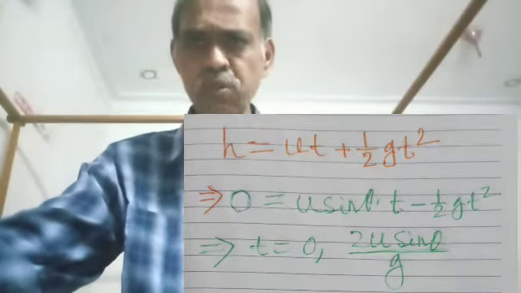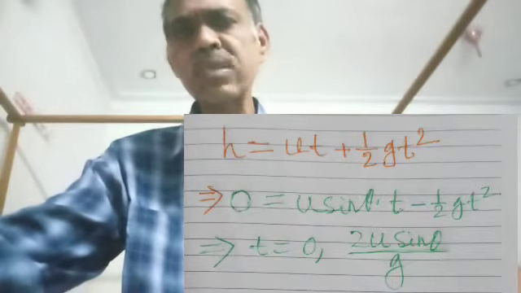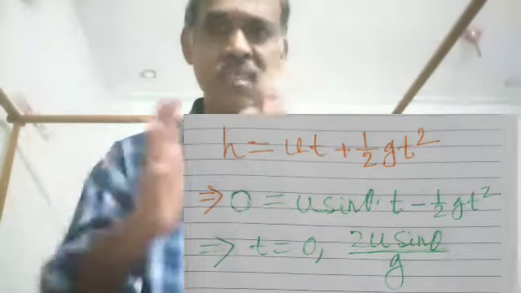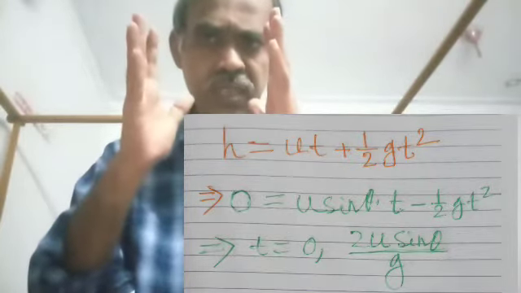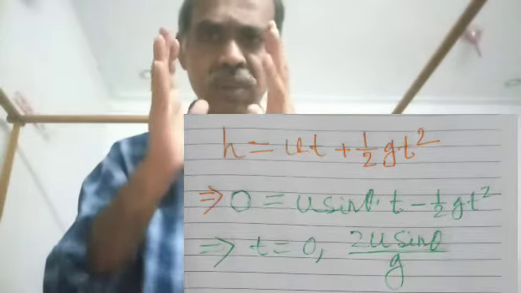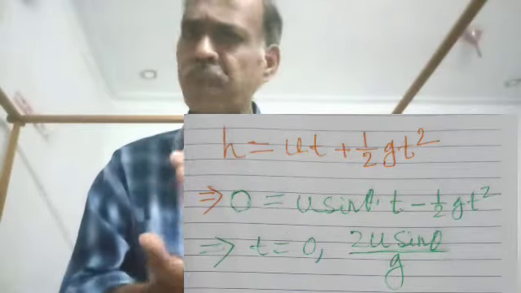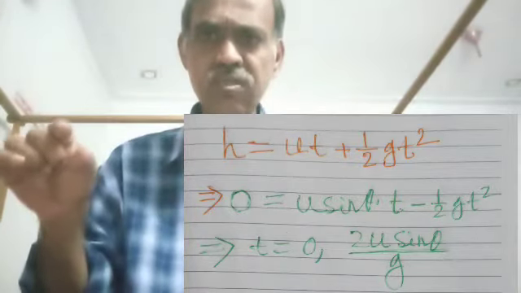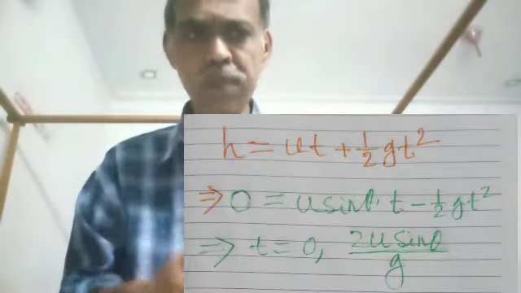Here, instead of writing S, we write h for height, because it is vertical motion. So h is equal to ut plus half gt square. Here acceleration will be due to gravity only, so instead of writing F, we write g. This is the basic equation, and using this equation we will solve our problem.